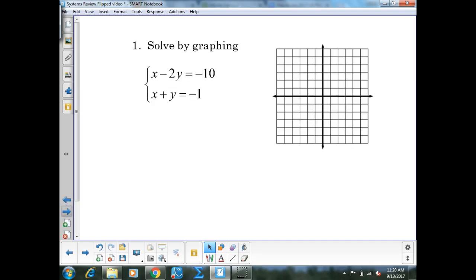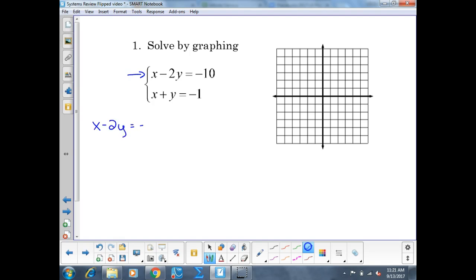So, first one, solve by graphing. When we're graphing, we need to treat each one individually. Okay. So I'm going to deal with this one first. x minus 2y equals negative 10. In order to graph it, I'm going to solve that for y. So I'm going to subtract x from both sides and then divide everything by negative 2. So that's going to give me y equals positive 1/2 x plus 5.